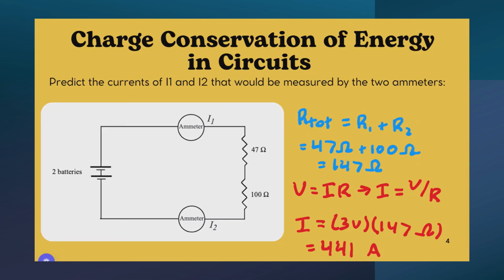So first off, we were told to predict the currents I1 and I2 that would be measured by the two ammeters shown in the diagram below on the left. So using V equals IR, we are able to first add up the resistance throughout the entire circuit, getting 147 ohms, and then isolate I in the equation V equals IR, and then plug in and solve to get 441 amps.